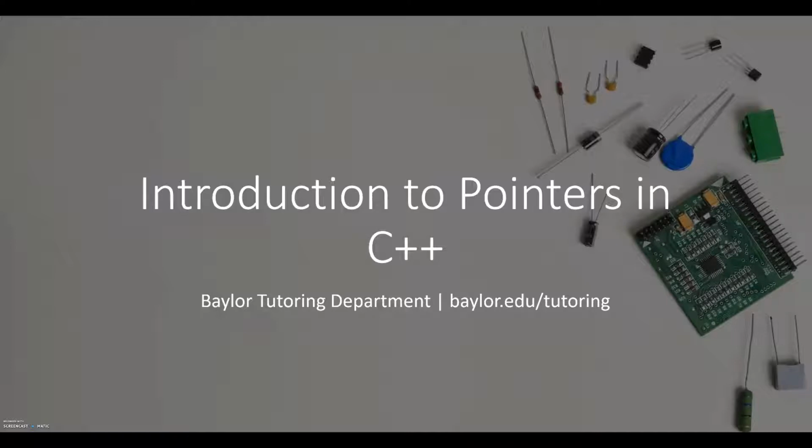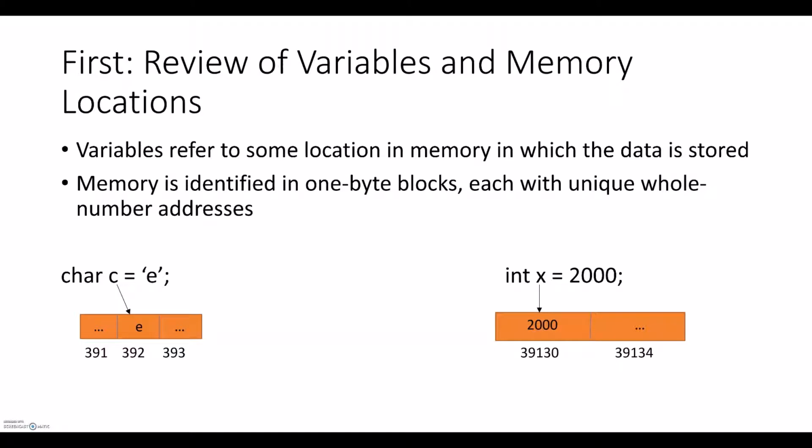In this video, we will introduce the concept of pointers in C++. First, let's quickly review variables and memory again. Variables in C++ simply refer to some location in memory containing data. Memory locations are identified by a unique, positive whole number value, and the smallest addressable unit of memory is a byte.